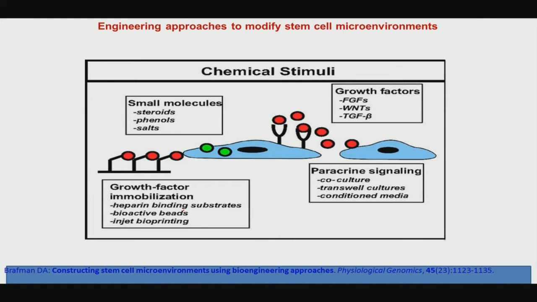You have paracrine signaling. Now, if you remember the different types of signaling mechanisms I have mentioned before, you have autocrine, you have paracrine, you have endocrine signaling. Paracrine essentially means signaling between two different cell types, and the fourth one is the growth factor immobilization.